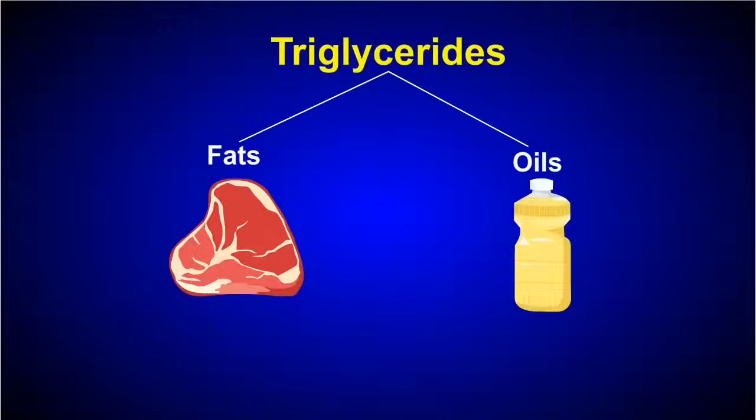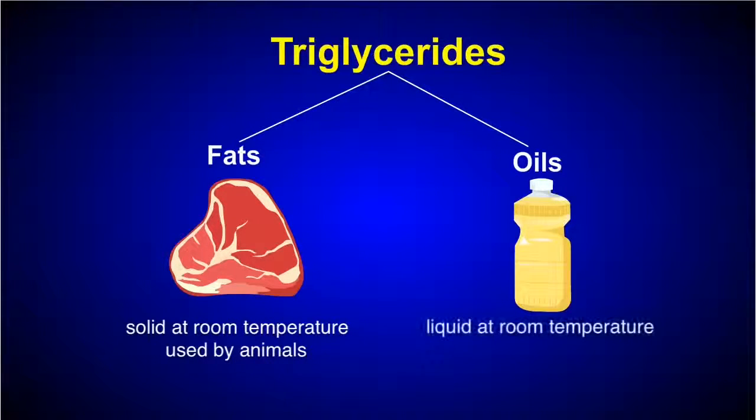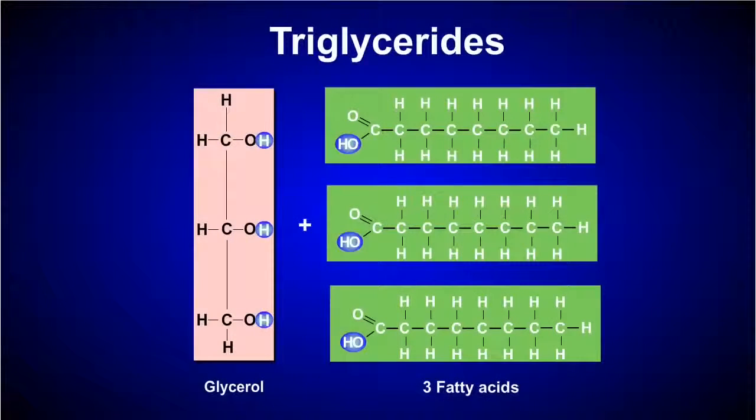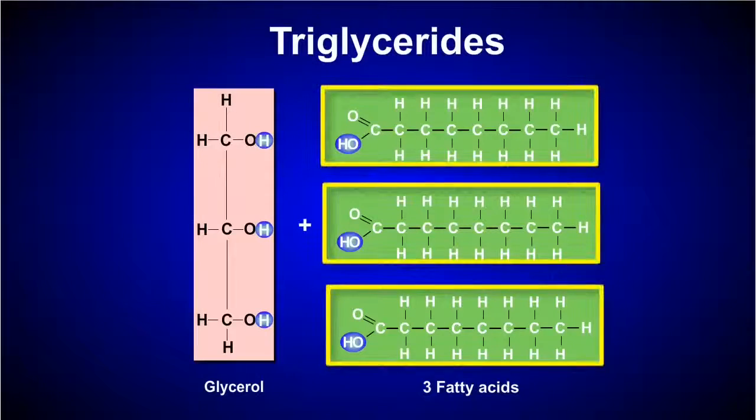Fats, such as lard and butter, are solid at room temperature and are used by animals for insulation, protection, and long-term energy storage. Oils, such as corn oil and olive oil, are liquid at room temperature and are used by plants for long-term energy storage. At the molecular level, triglycerides contain 2 types of subunit molecules, glycerol and fatty acids.